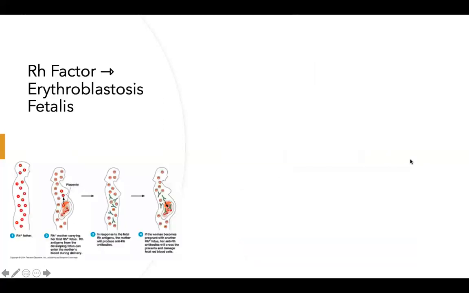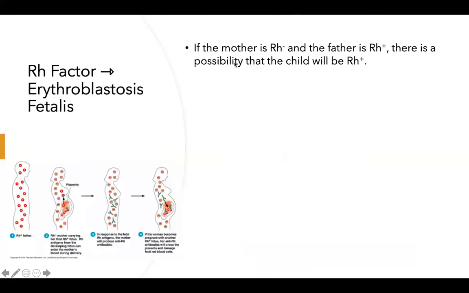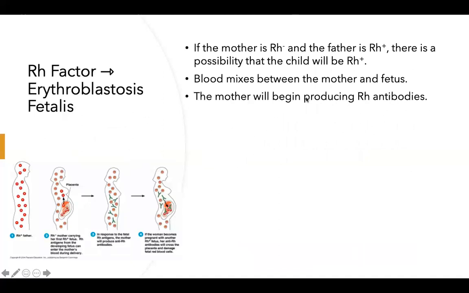I'll go into a little more detail here. Okay. So if the mother's Rh negative, father is Rh positive, there is a possibility that the child will be Rh positive. It is dominant, and 85% of the population is Rh positive. So what ends up happening is a bit of the blood mixes between the mother and the fetus, and the mother will start producing Rh antibodies.